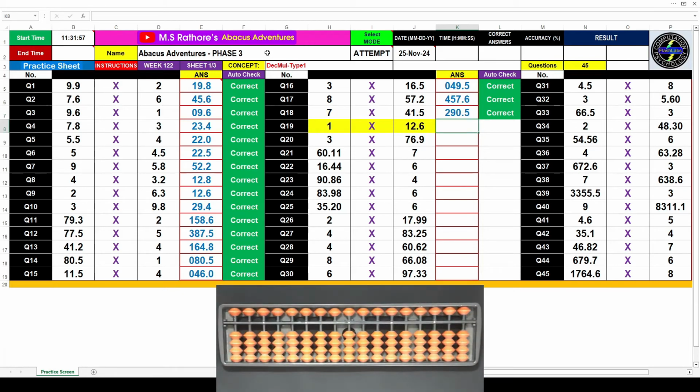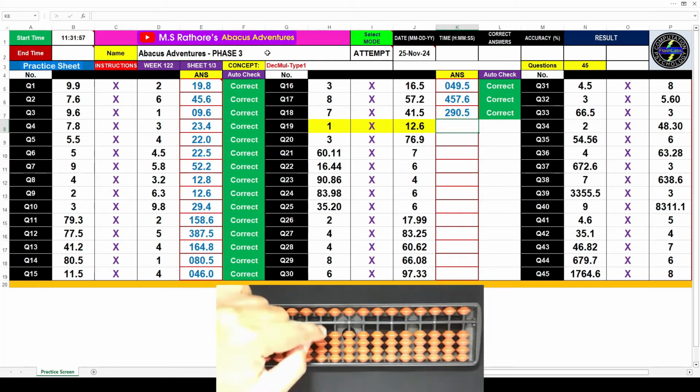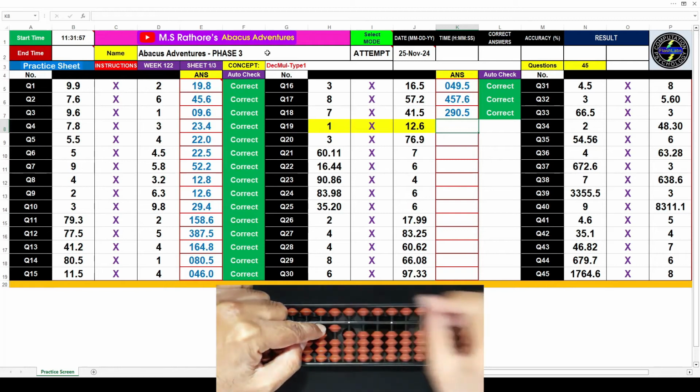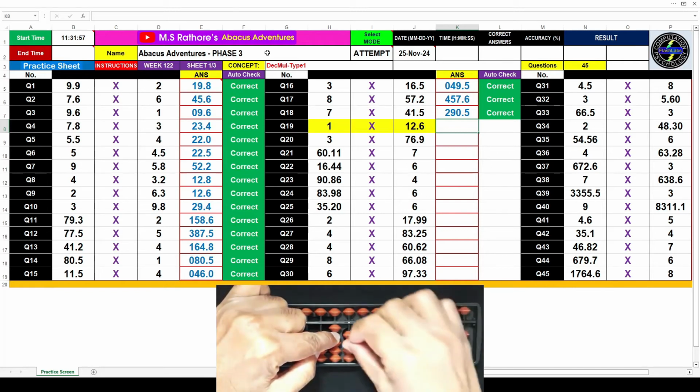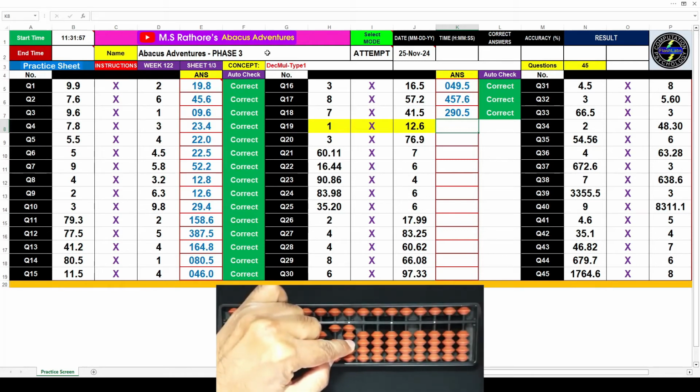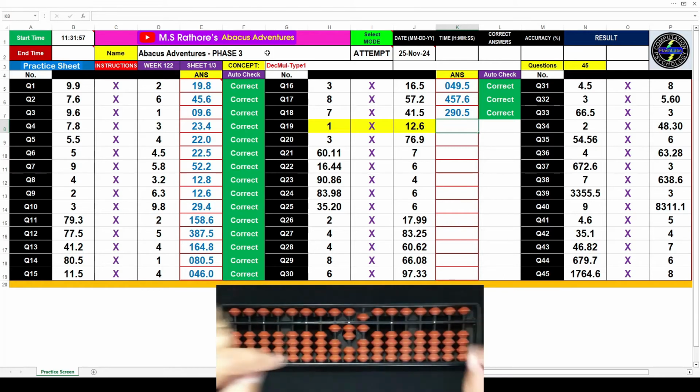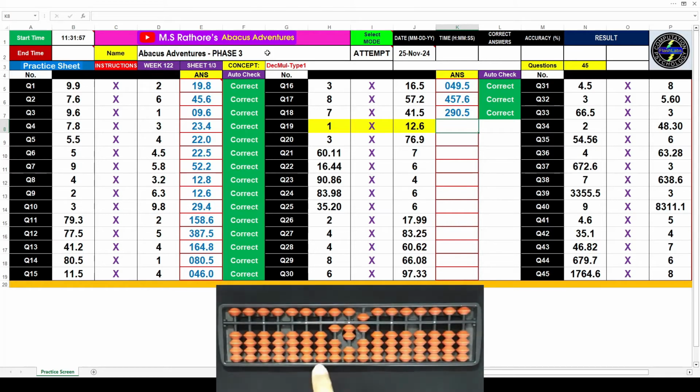Question number 19, 1 multiplied by 12.6. Let's take rod number 3 to keep the answer from. 1 ones are 01, shifted, 2 ones are 02, shifted, 6 ones are 06, and the answer is 012.6.